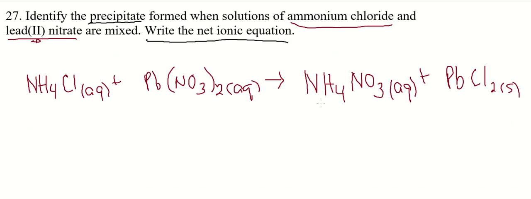All right, so next we need to balance this. Let's see if we can just do this by looking at it. All right, so there's 2 nitrates. There's only 1, so we need a 2 there. And then because we have 2 ammoniums on the right, we'll put 2 there, and that should do it. Because there's 1 lead on both sides, and now there's 2 chlorines on both sides.